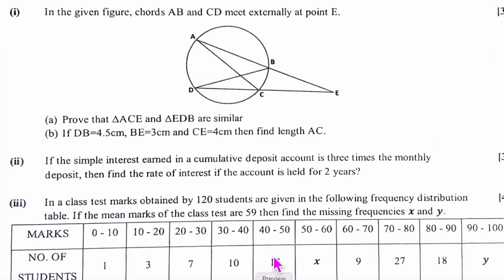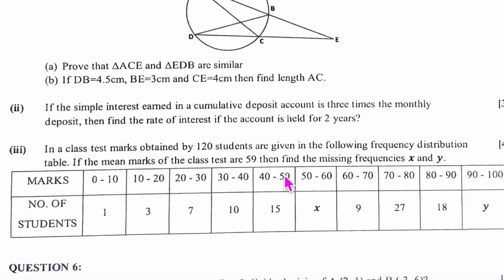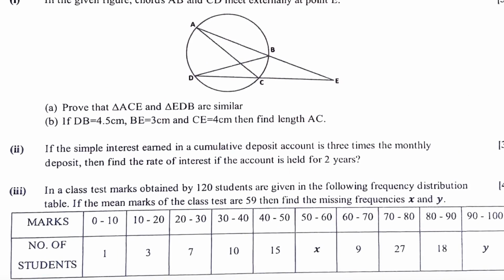Understanding so far? Let us come to the next part. Read. If the simple interest earned in a cumulative deposit account is 3 times the monthly deposit, then find the rate of interest if the account is held for 2 years. Okay, now simple interest earned on cumulative deposit means recurring deposit.